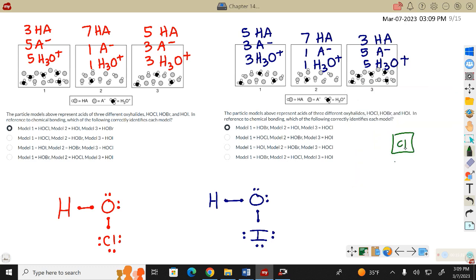I got chlorine, bromine, and iodine. So of these, I know that chlorine's going to have the highest electronegativity. It's a small atom, so there's more attraction for electrons. And so again, it's kind of like a tug of war. We've got hydrogen bonded to oxygen. So already hydrogen is kind of doomed in that this is a really polar bond. Oxygen has a higher electronegativity than hydrogen. So the electrons are already being pulled away from the hydrogen.